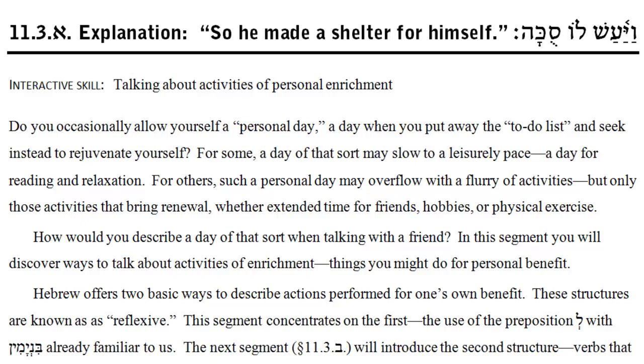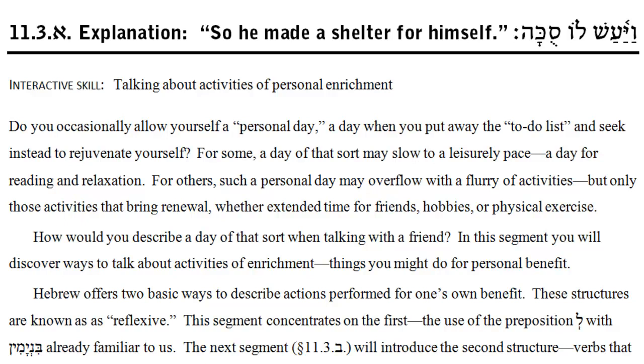In this segment, we'll explore talking about activities of personal enrichment. As you read over these paragraphs, you'll discover that Hebrew offers two basic ways to describe actions when they are performed for one's own benefit. These grammatically are known as reflexive structures. This particular segment will concentrate on the first of these two ways to describe reflexive structures.